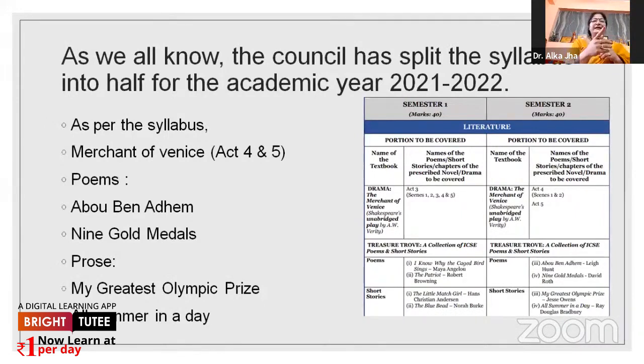Okay, Munira ma'am, I'll take care of your questions in the last part of the session. Nine Gold Medals. We have The Greatest Olympic Prize for short story, and of course, All Summer in a Day. Act 4 and 5, just one scene here, and one long scene and one short scene in Act 4. That should enable them to answer their questions easily. But as I told you, we have the time, so let us make optimum use of the time and repeat and revise our syllabus as many times as possible, both in writing and learning.